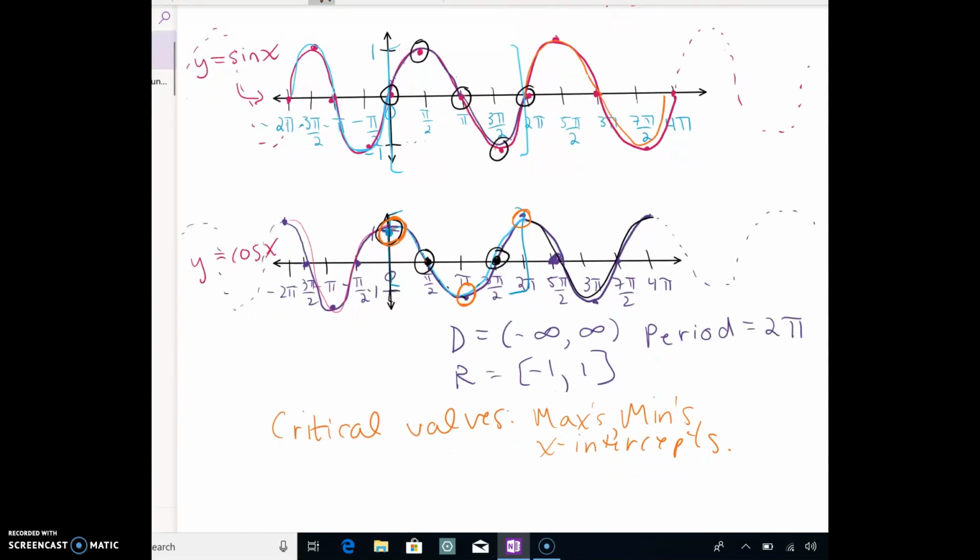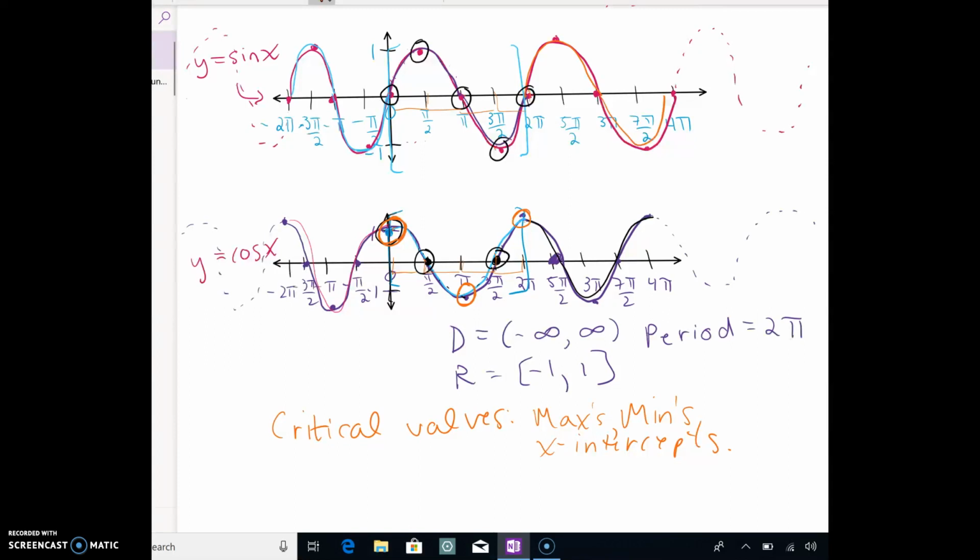And notice that the critical values are all spaced equally apart. They're all spaced pi over 2 apart. That's something to keep in mind. 0, pi over 2. Pi over 2 plus pi over 2 is pi. Pi plus pi over 2 is 3 pi over 2. 3 pi over 2 plus pi over 2 is 2 pi. This distance between the maxes, the mins, and the x-intercepts, the 5 critical values, all have equal spacing. It's not so important right now, but it's going to be important in a few minutes.